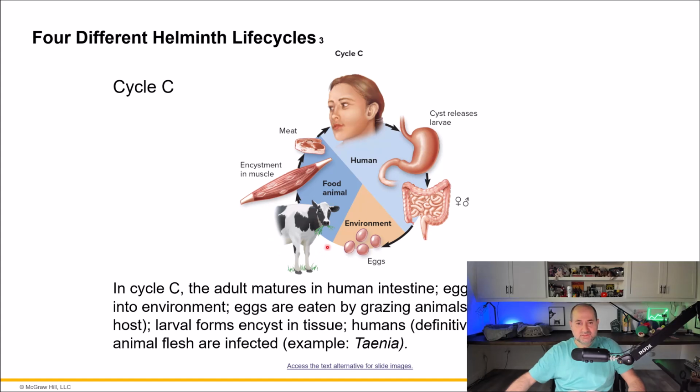In this case, the human is the definitive host where adulthood and mating occur, and the cow is the intermediate host where larval growth and encystment occur. So this means that the larvae form into cysts within the muscle of the cow. And then if the person eats that tainted meat, they will pick up more cysts, right? They're going to ingest more tapeworms.